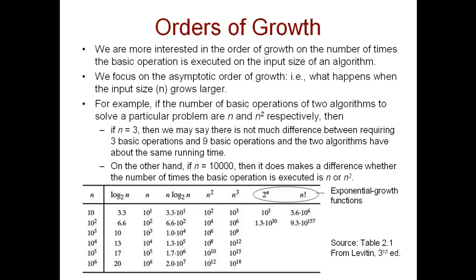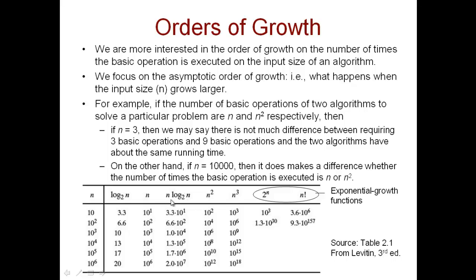Now log n is smaller than n. What about n log n? You're multiplying n with log n, so n log n will be more than n. The sequence here is in increasing order. So log n is less than n, and n is less than n log n, as you can see from the numbers. Then you have n squared.